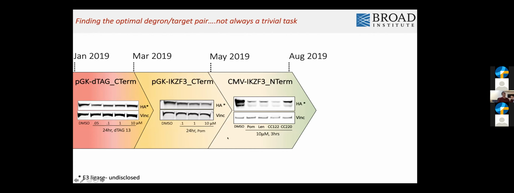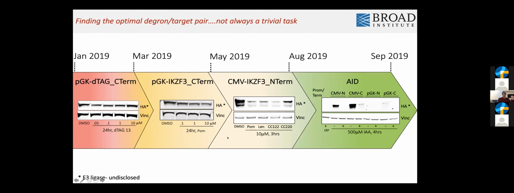And it was only 8 to 9 months later, when we landed on the AID auxin system, that we were able to see clear, complete, very nice expression under the CMV promoter and clear degradation at a very early time point. So it took us 9 months from the beginning to just be able to generate the reagent to start the experiment that we wanted to start for this specific project.